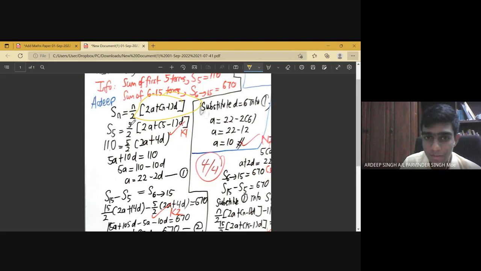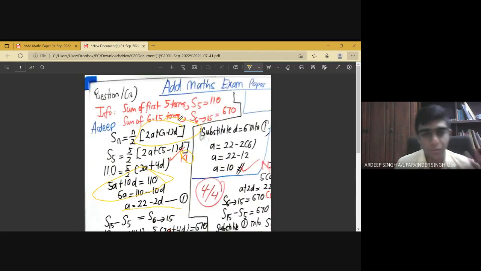So you substitute n equals 5, and you get 1 mark, because the mark here comes from substitution. If you substitute any value, you get 1 mark. So when you put 110 equals 5 over 2 times 2a plus 4d, you make the first equation of this. You make an equation first because you will have two of them. It's the same thing as simultaneous equations.